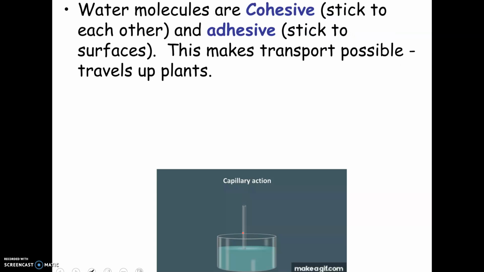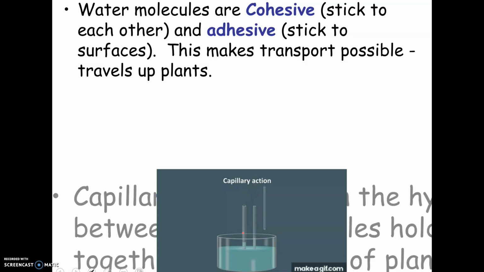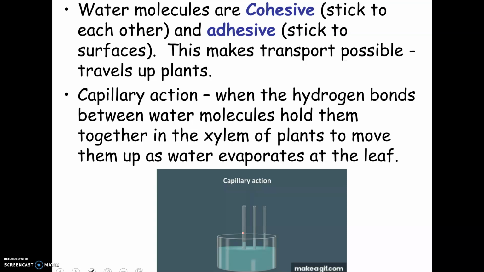The second property is kind of a mix of a couple of things here. Water molecules are cohesive. They stick to each other. That's because of the hydrogen bonds. Substances that don't form hydrogen bonds a lot of times do not stick to one another as strongly as water molecules do. Water also sticks well to surfaces. And this is one of the reasons why it travels up plants. Capillary action is what we call it when water travels up thin tubes.